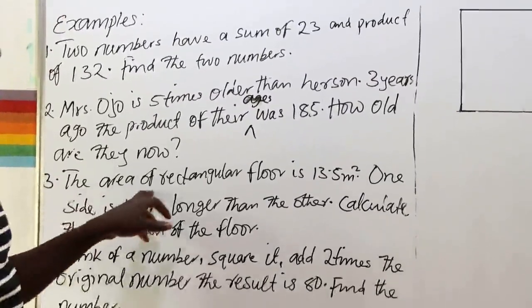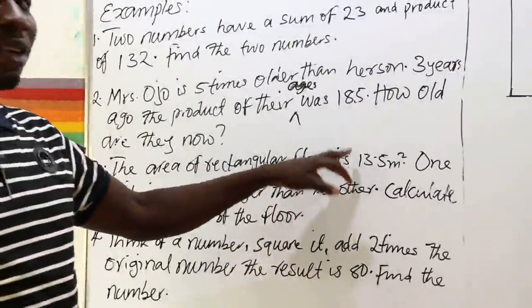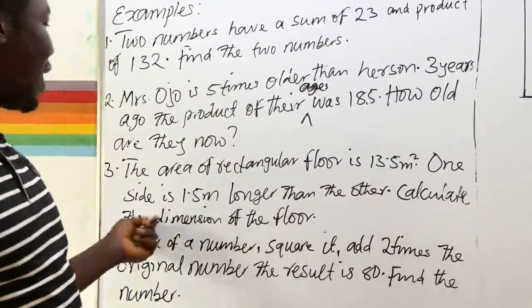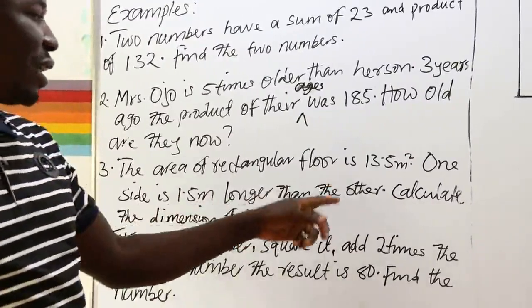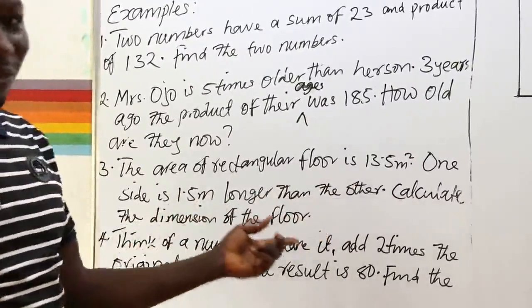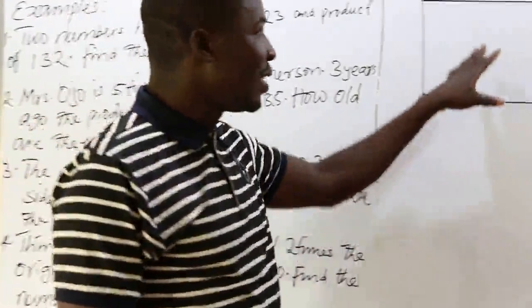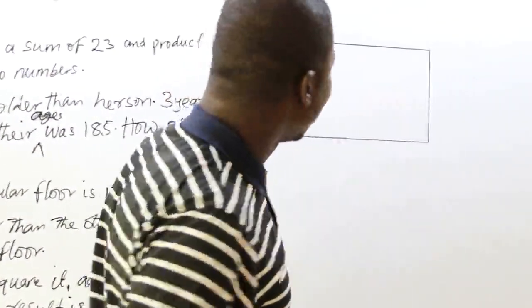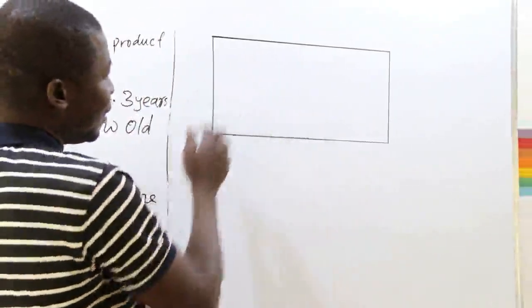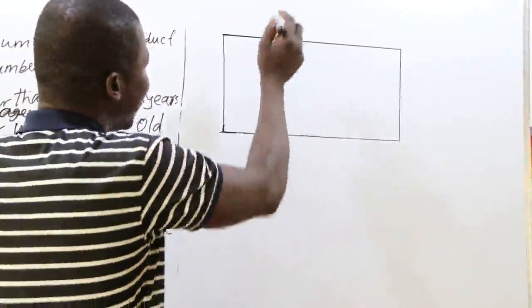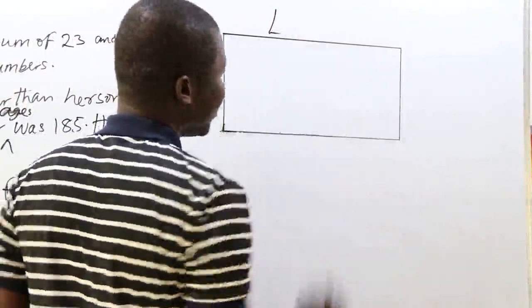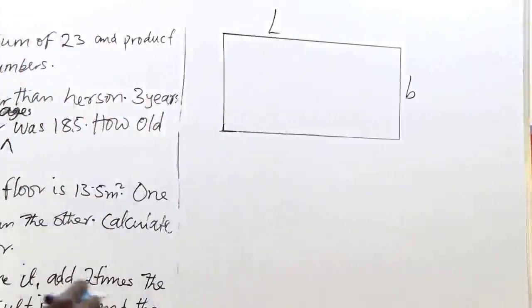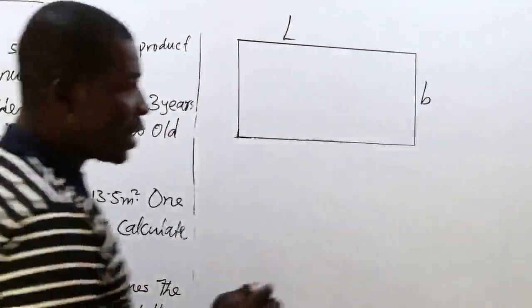Okay, we are taking question number 3. It said the area of a rectangular floor is 13.5 centimeters square. One side is longer than the other. Calculate the dimension of the floor. So we agree that this is the area of the rectangular floor. Now, this one is the length, while this one is the breadth.